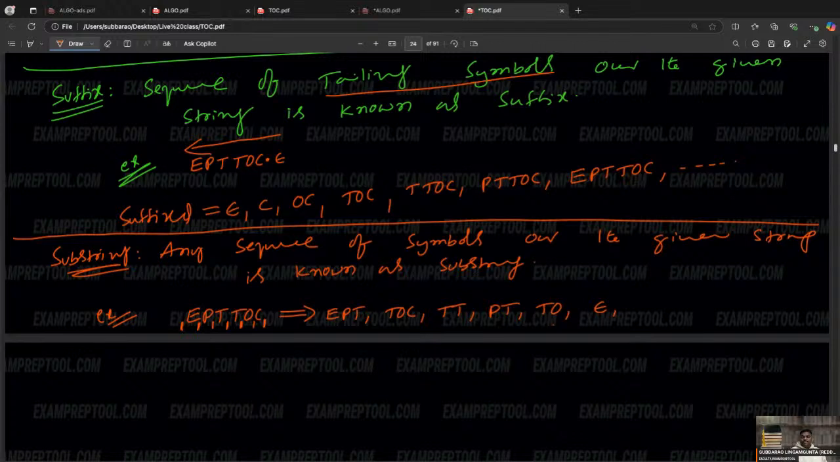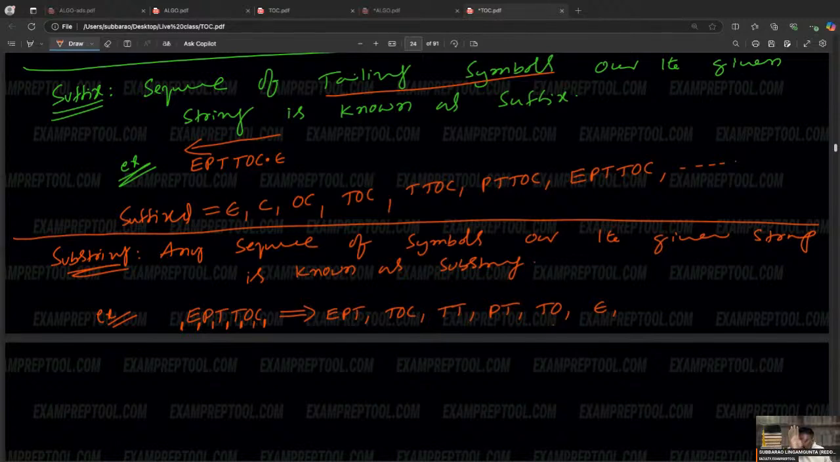Any sequence of symbols over the given string is known as a substring. Are you okay with this? Substring also okay. Any sequence of symbols over the given string is known as a substring. In EPT TOC, you can start anywhere, but the sequence you have to take.